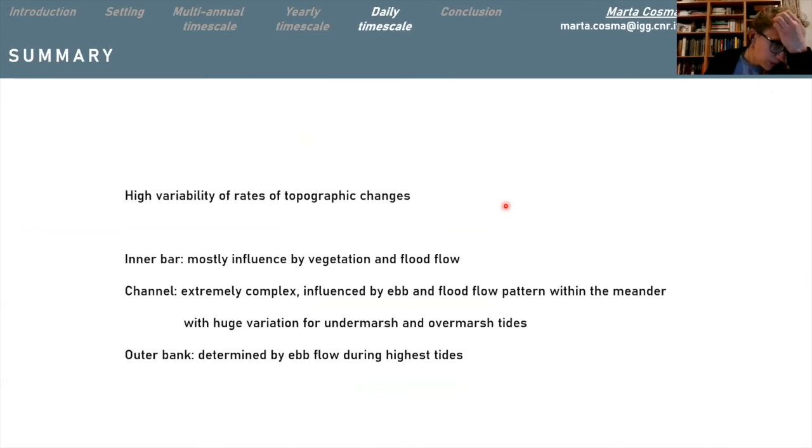So summing up the daily time scale variation, there's generally a really high variability of the rates of the topographic changes, with the inner bar mostly influenced by vegetation and flood flow, the channel having an extremely complex pattern influenced by the ebb and flood flow pattern within the meander, with huge variation for undermarsh and overmarsh tides, whereas the outer bank dynamics is determined by the ebb flow during the overmarsh tides.